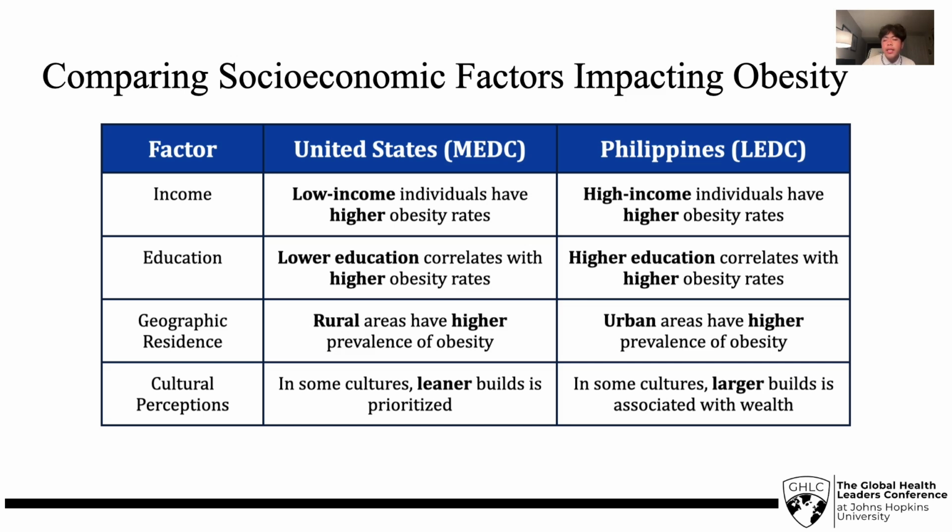What is striking is that these trends are almost inverted compared to the United States. In the US, lower income is linked to higher obesity. In the Philippines, it is often higher income groups that are more at risk. This reinforces the idea that obesity is not a one-dimensional problem. It is deeply contextual and multifactorial.